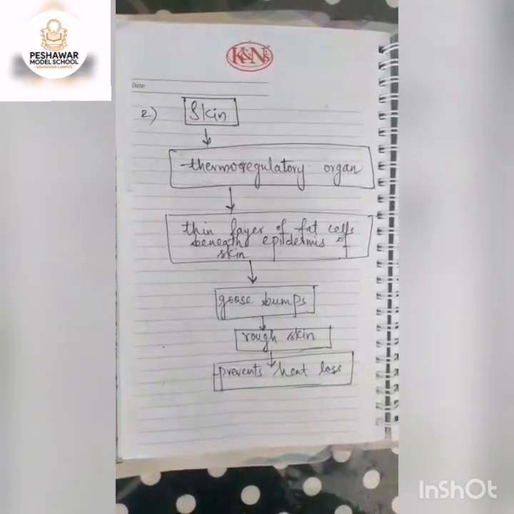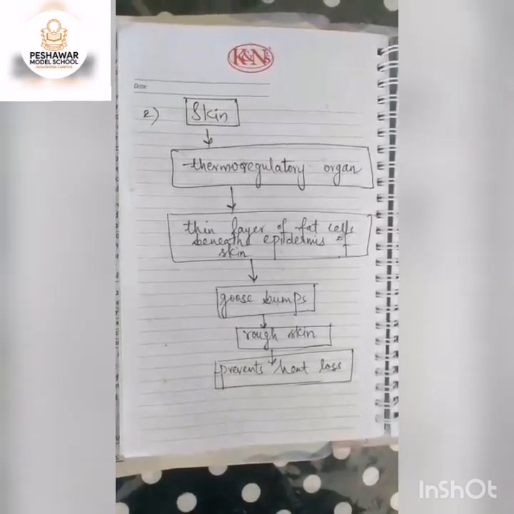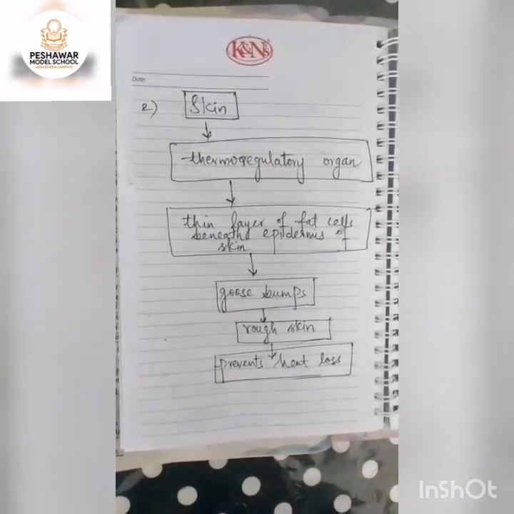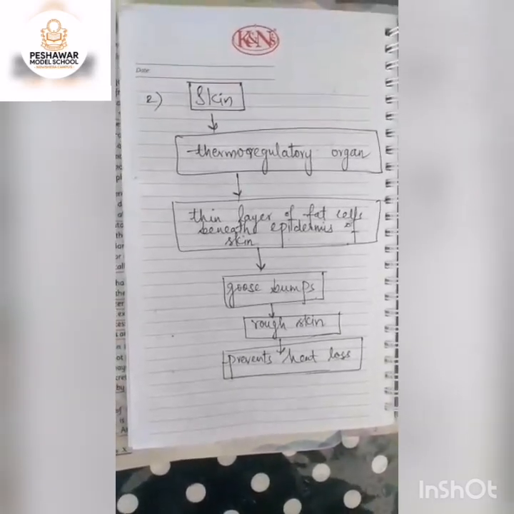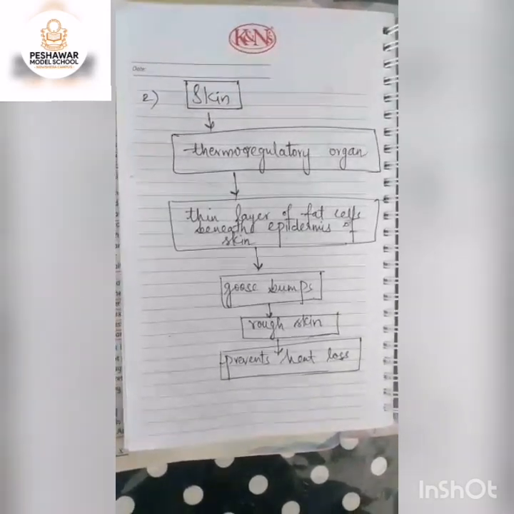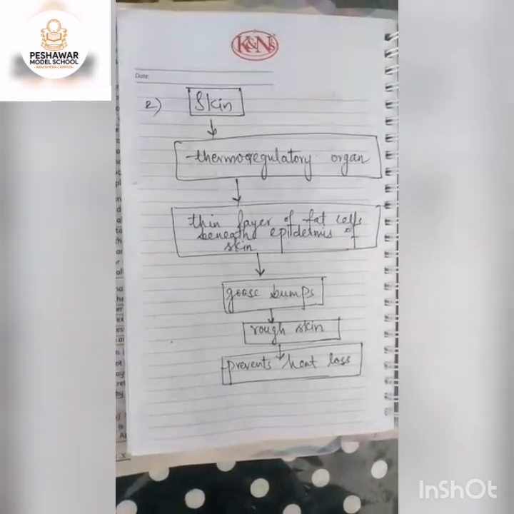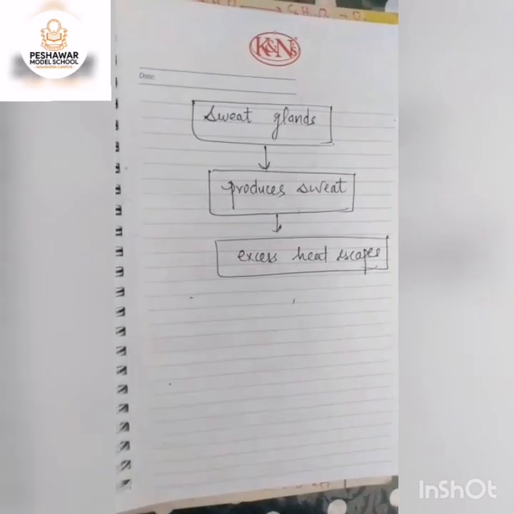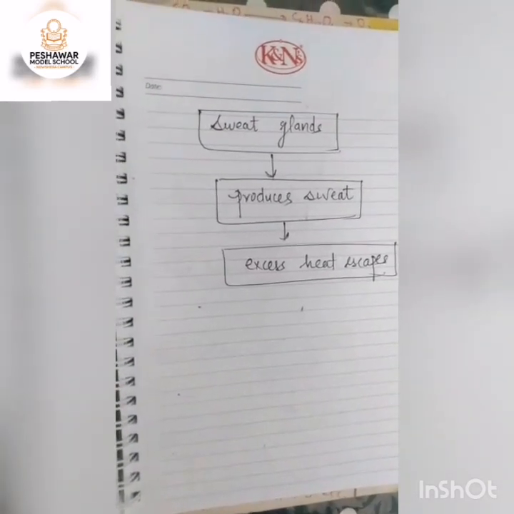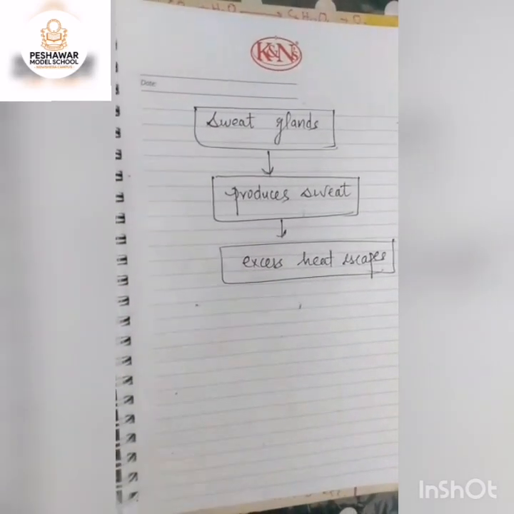Now what are these goosebumps? These are the rough skin. This rough skin is produced in cold conditions, and so the heat which is present inside the body does not go out of the body and it prevents heat loss. Now skin is also involved in producing sweat. Sweat is also an excretory product and it is produced by sweat glands.